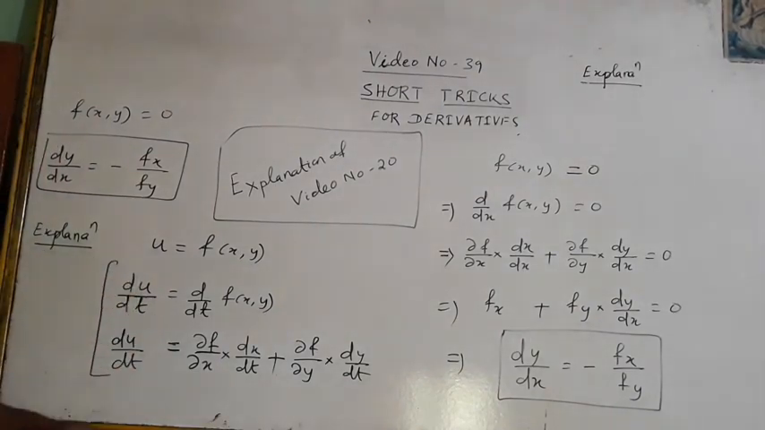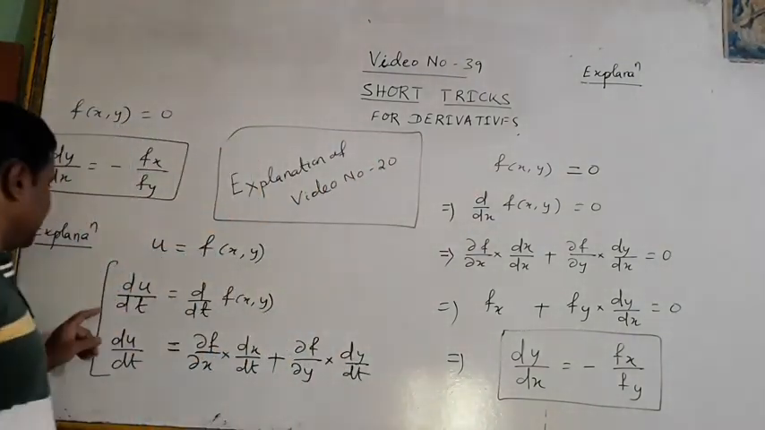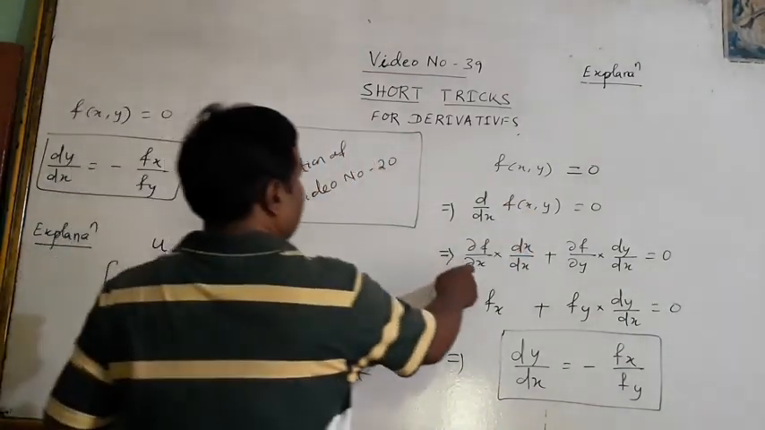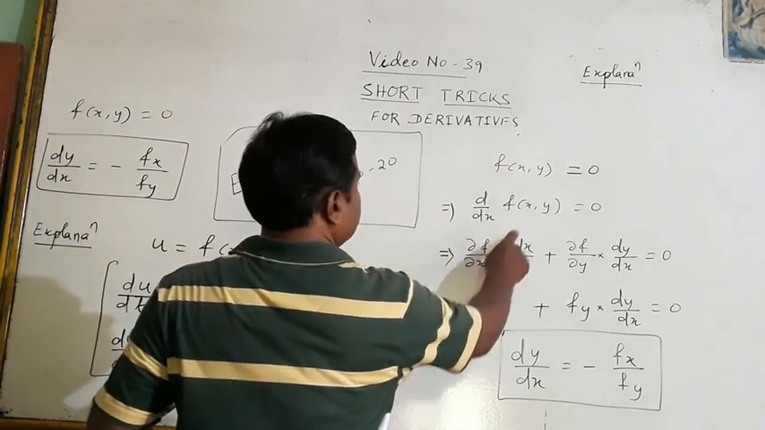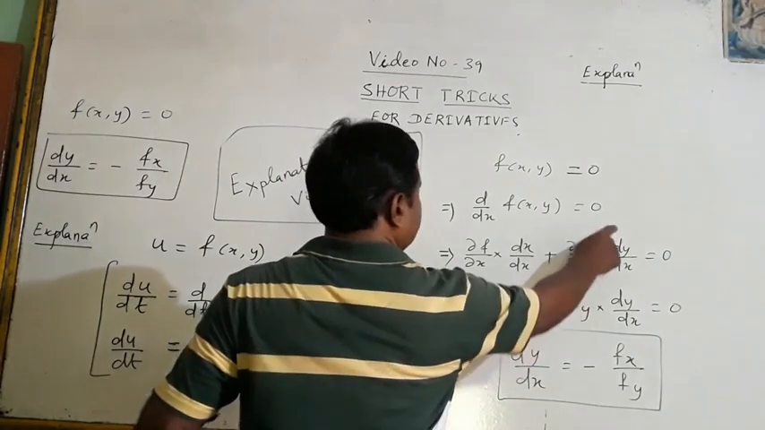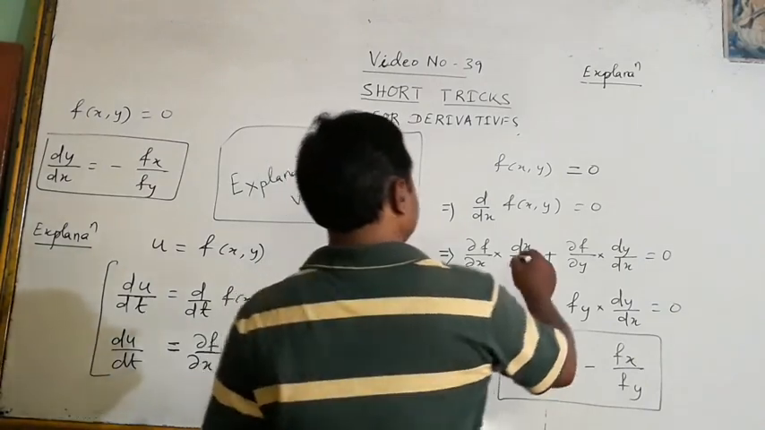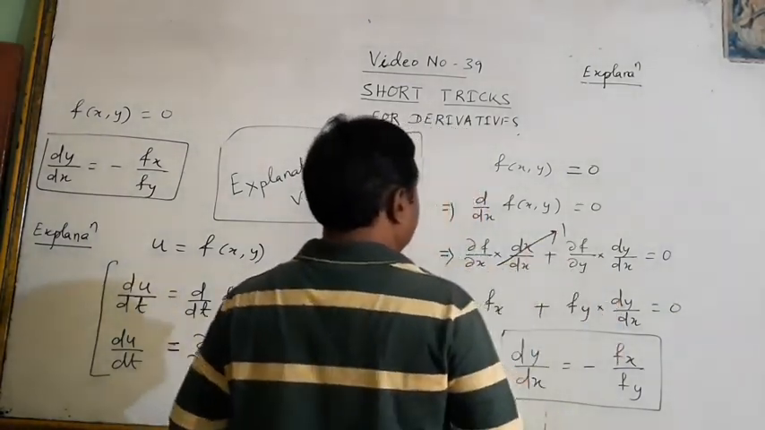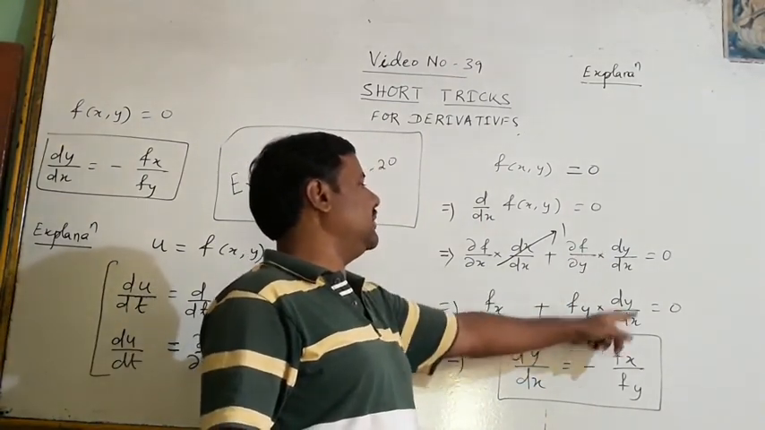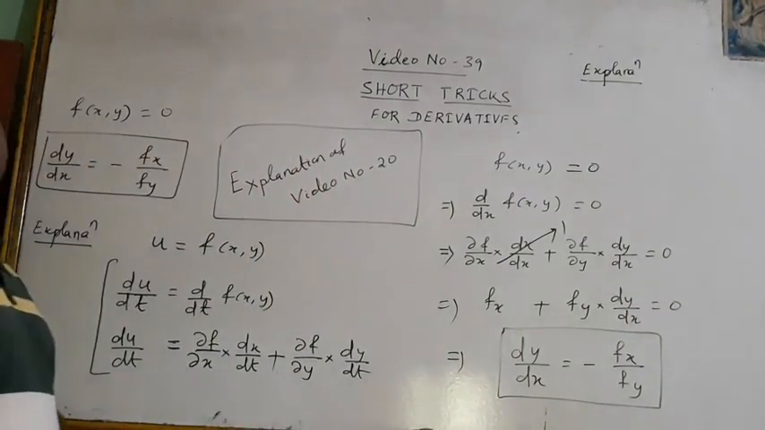Now, if f(x, y) is 0, I am taking d by dx here instead of d by dt. Here I am taking d by dx of f(x, y). It becomes del f by del x into dx by dx plus del f by del y into dy by dx. dx by dx is 1, and del f by del x is written as fx, del f by del y as fy. This is 0, so dy by dx is equal to minus fx by fy.